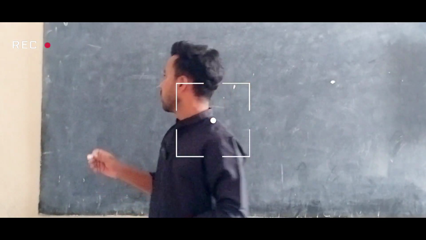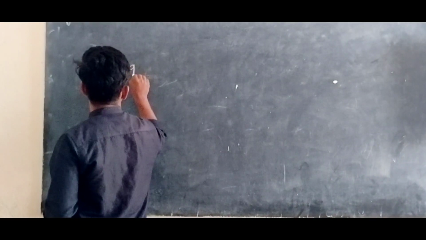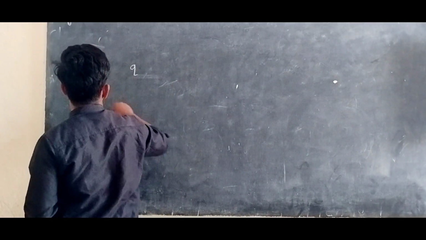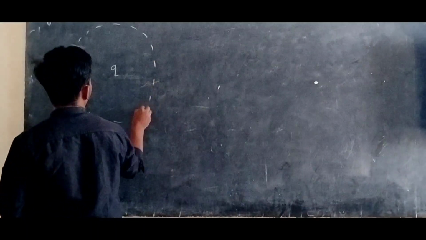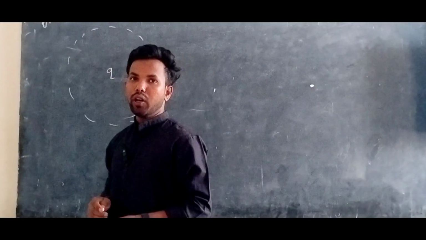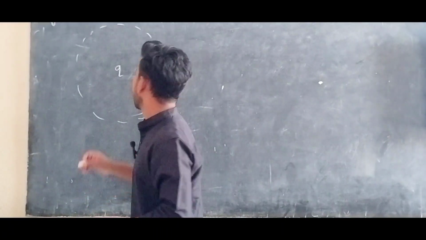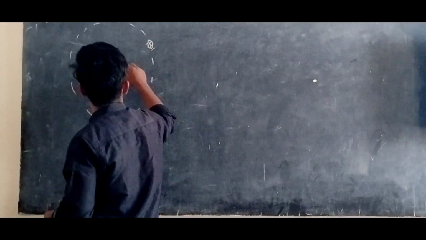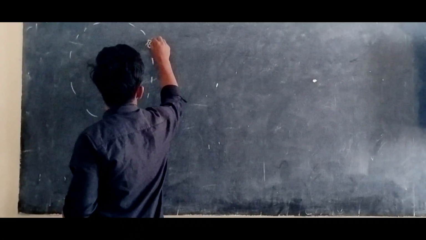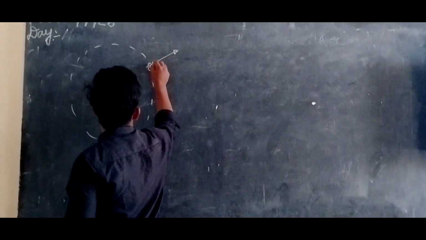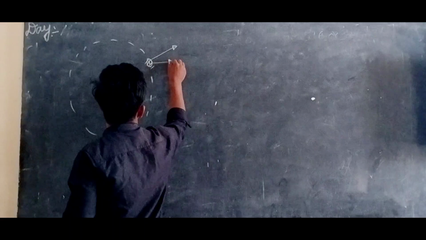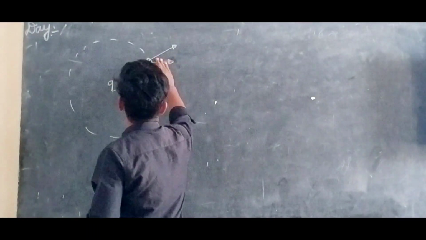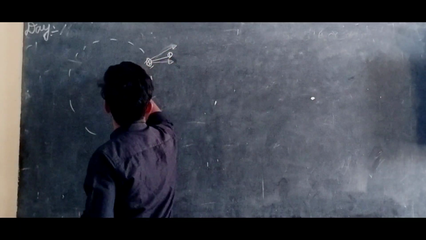We derived this, no? If I place a positive charge at the center, now you have to find the electric flux. Let us take a small area. Due to this charge, the electric field acts in this direction. Electric flux acts in this direction.